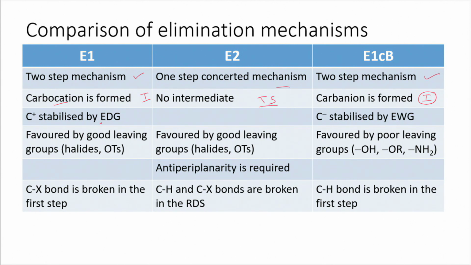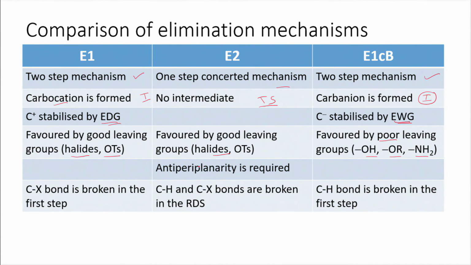And the carbocation can be stabilized by electron donating groups in the case of E1, and the carbanion can be stabilized by electron withdrawing groups in the case of E1cB mechanism. And in the case of E1 mechanism, it is favored by good leaving groups like halides and OTs. Similarly, halides and OTs are good leaving groups in the case of E2 mechanism also. Even a very poor leaving group like OH, OR or NH2 can also be employed in the E1cB mechanism.